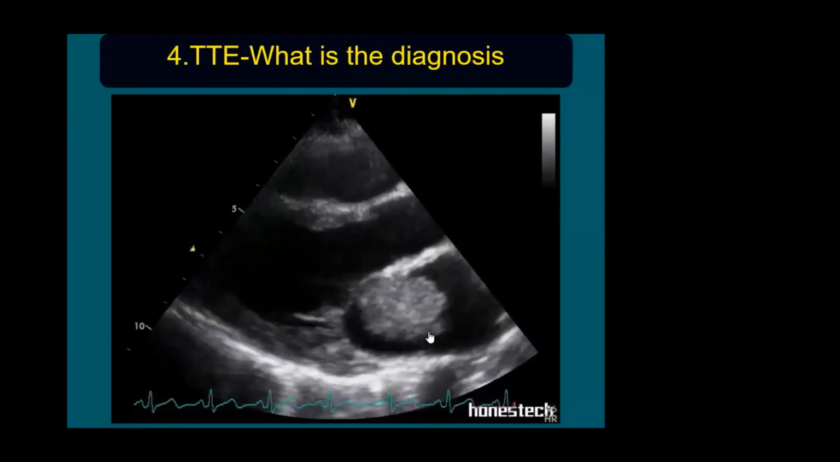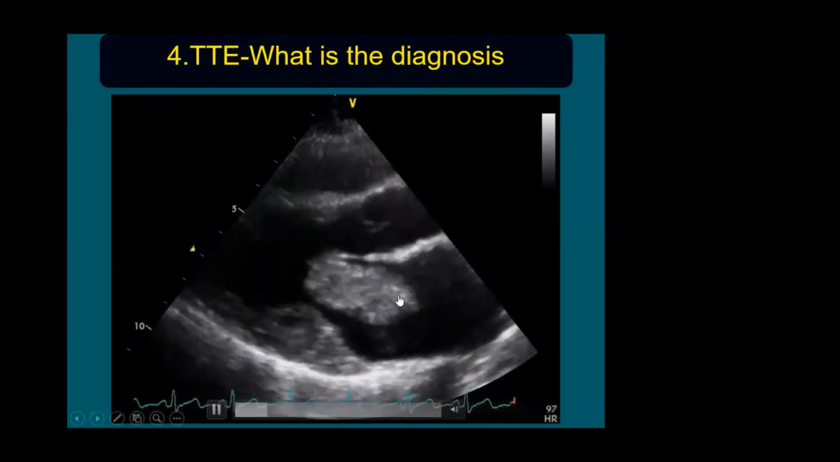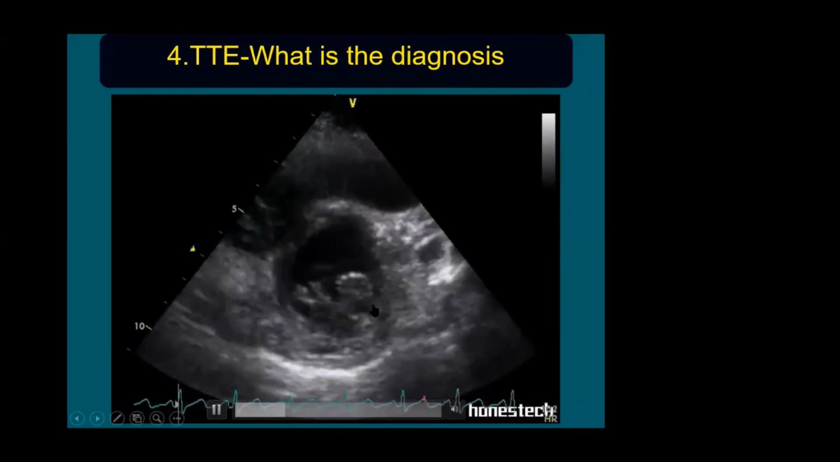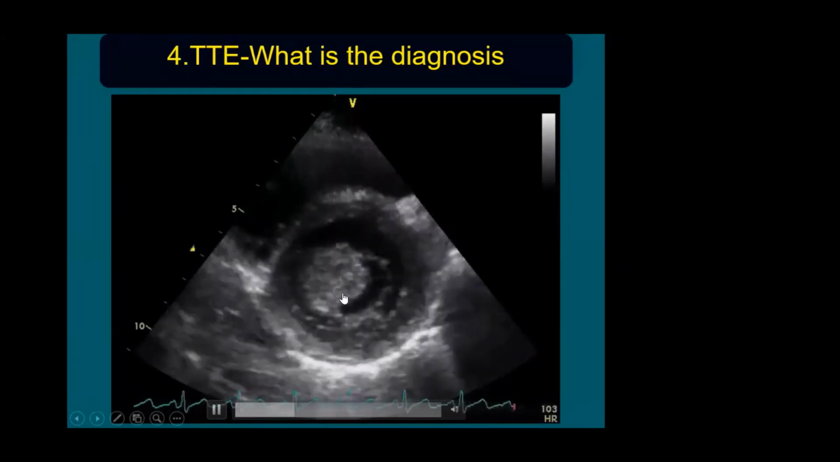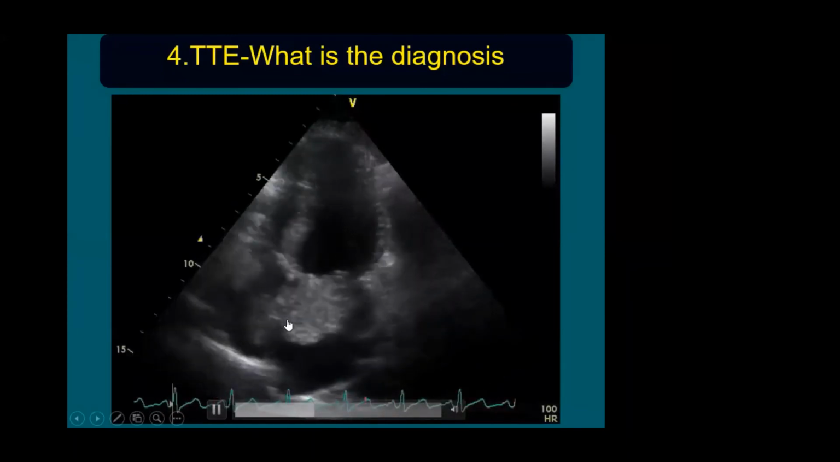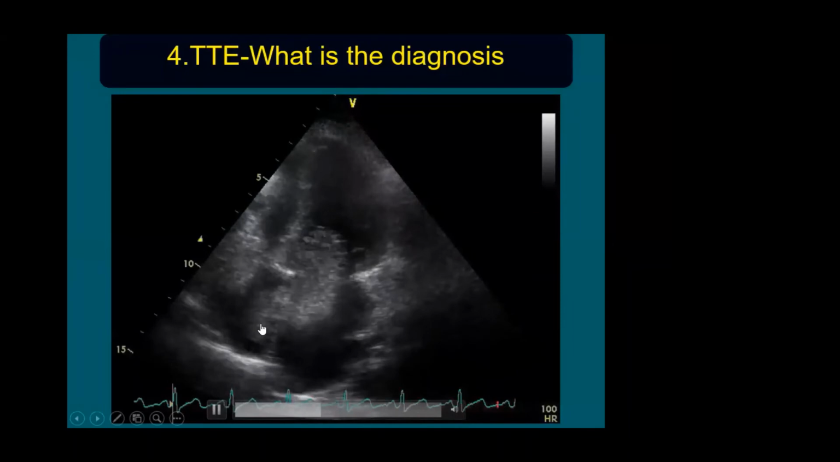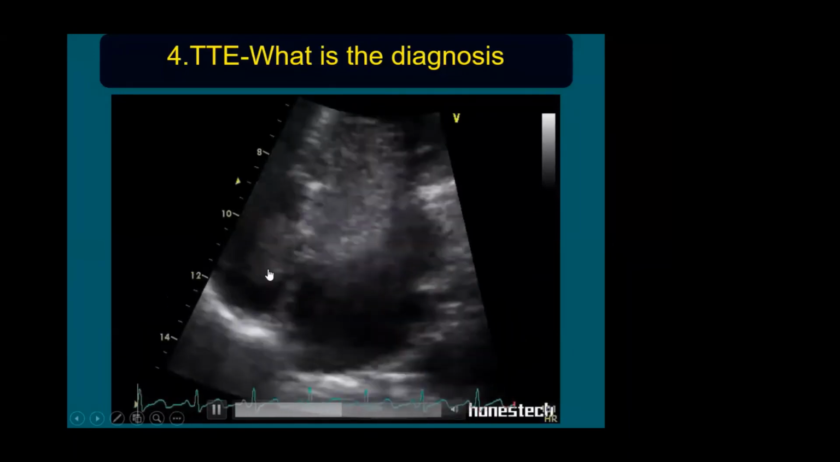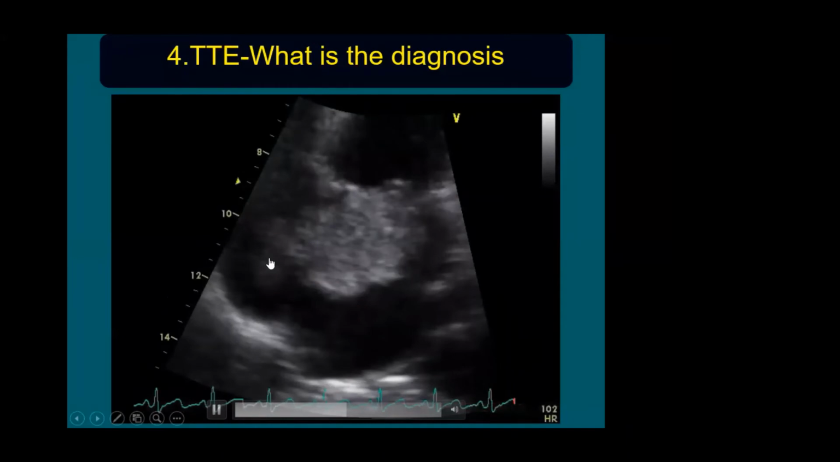This is a typical appearance of left atrial myxoma. This is a left atrial myxoma because there is a large mass. It is attached to the interatrial septum. The only thing is there is a mass inside the right atrium also. The left atrial mass is mobile, a large one.